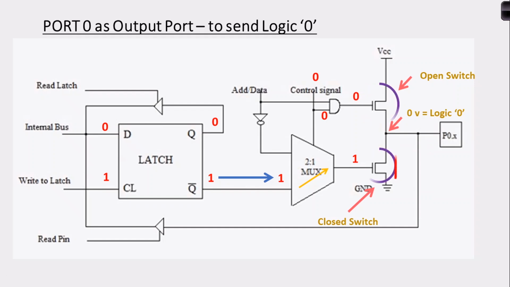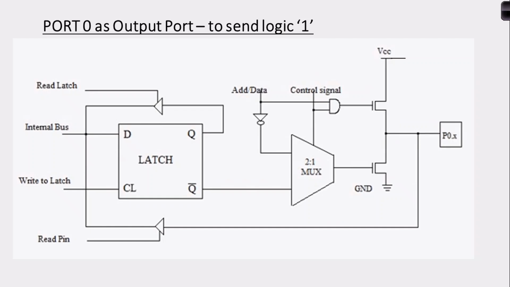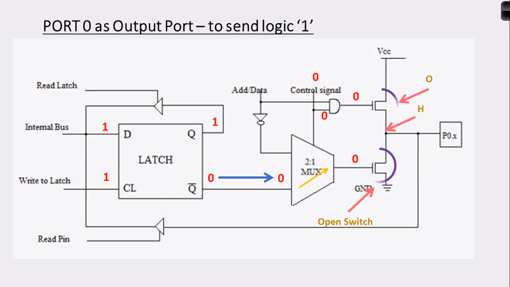Now if I want to send 1, let us look into the scenario of sending logic 1. I will be sending 1 over here, and again my control signal is 0. Since it is 1 over here, my Q will be 1 and then Q bar will be 0. Since the control signal is 0, here I'll be having 0, and then this particular line is going to be selected, and for both the transistors we are having, the inputs at the gate are again logic 0. Since it is logic 0, both the transistors are open switches.